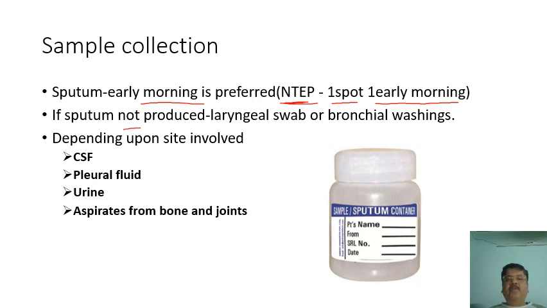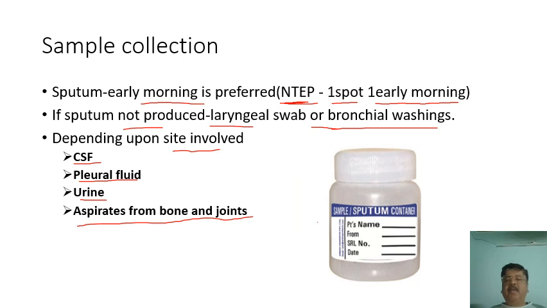And if sputum is not produced, you can go for a laryngeal swab, or bronchial washings can be taken, or bronchoalveolar lavage is also taken. In the pediatric population, the patients tend to swallow the sputum, in which case gastric lavage can also be taken for examination. So depending upon the site involved, if there is tuberculous meningitis, a CSF sample is collected. If there is a pleural effusion, pleural fluid is taken. A urine sample in case of urinary or renal tuberculosis, or aspirates from bones and joints, if the infection involves those parts.